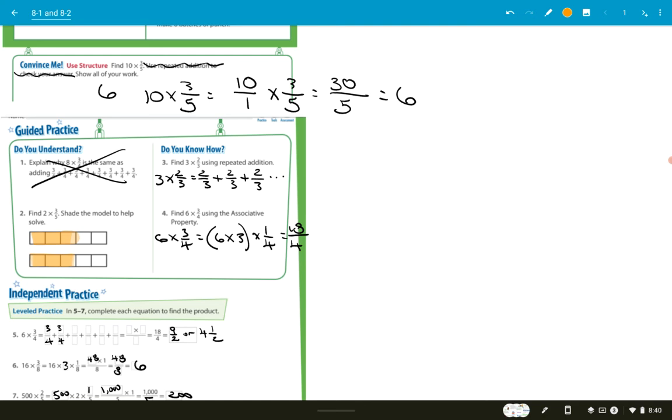Number 11? All right, let's take a look at it. Number 11, 300 times 1/2. What's the first thing I do? 300 over 1 times 1/2. Okay, what's 1 times 300? What's 1 times 2? What is 300 divided by 2?